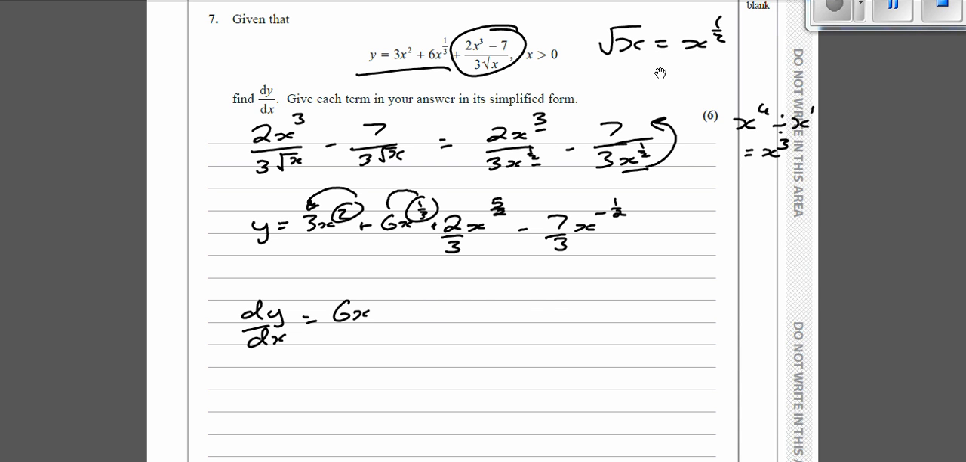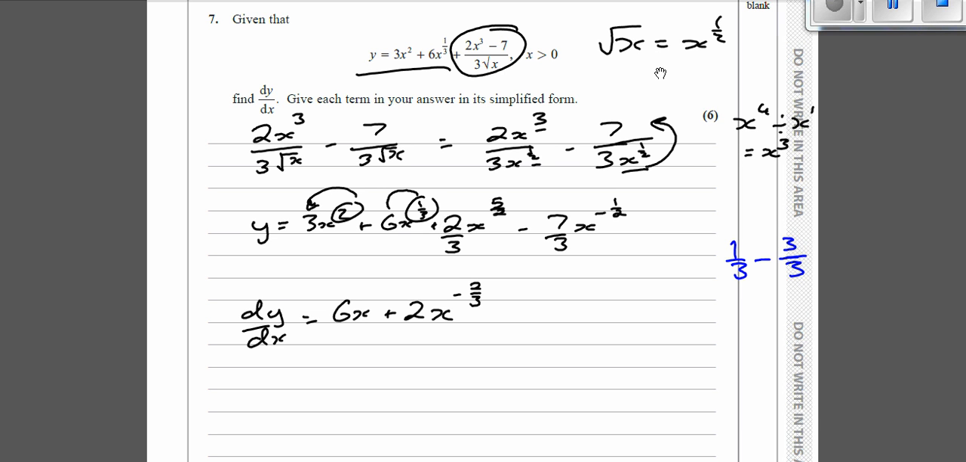So 1/3 times by 6 is 2. So 2x, then we've got to take away 1 from the power. Now this is what some people struggle with. So if we've got 1/3 and we're going to take away 1, we can actually write 1 as 3/3. So 1/3 take away 3/3 is going to be minus 2/3. So it's going to be 2x to the power of minus 2/3.